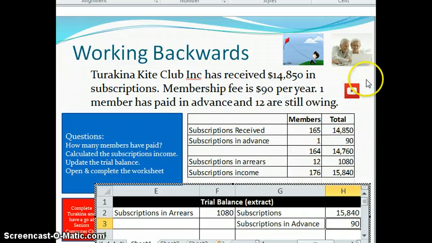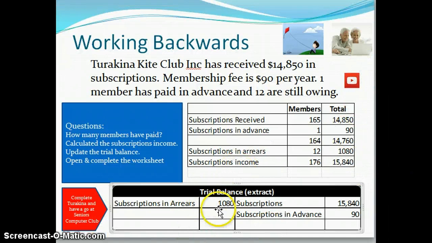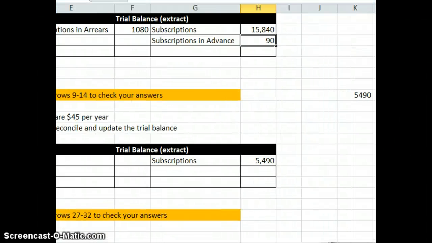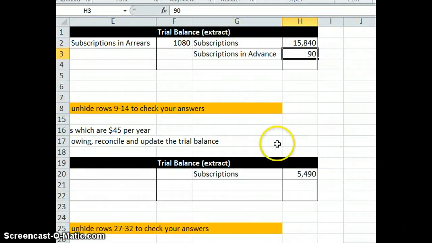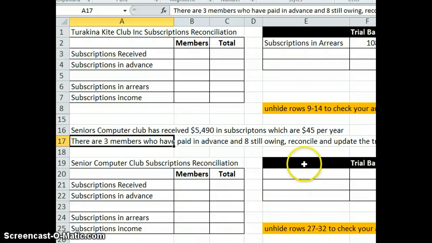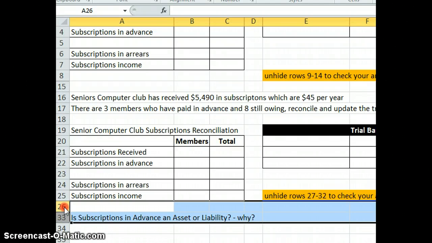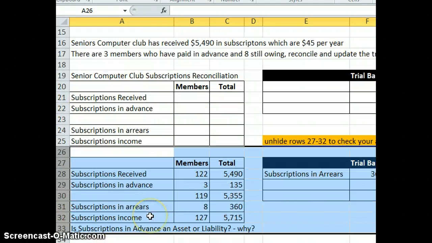Now that you've done that, just click off it and right click in, this one will do, worksheet object, and open. And if you just bring it across to your side, we've got the Seniors Computer Club here. So this is the exercise I'd like you to do. So we've finished this one and the previous exercise. I'd like you to do this one: calculate the members, total, same process, adjust for the trial balance over here. And it says here unhide rows 27 to 32 to check your answers. You do that, I'll just scroll down and show you. 27 to 32, so highlight those two, right click and go unhide, and the answers come up.